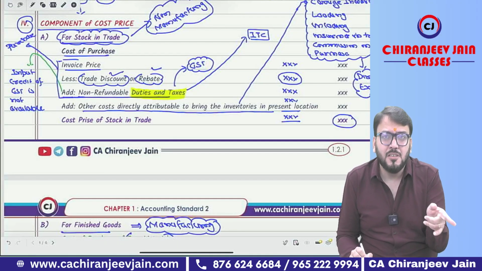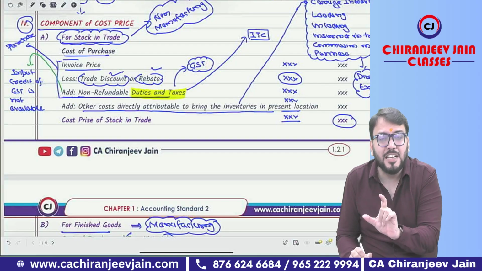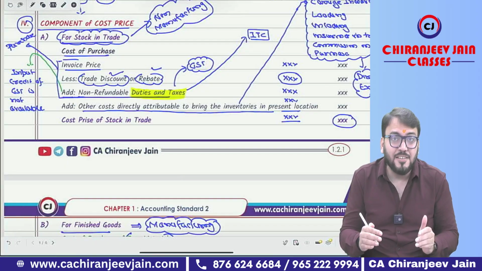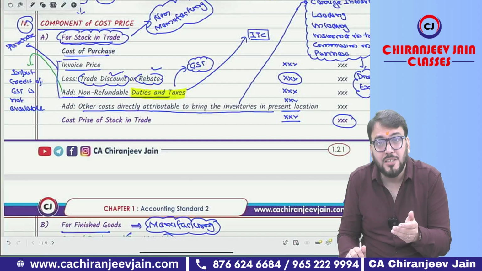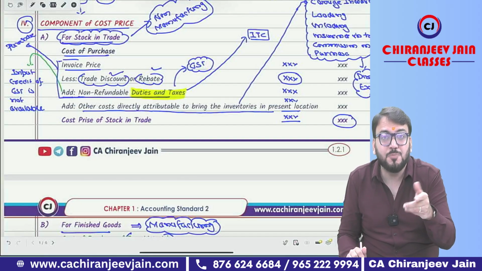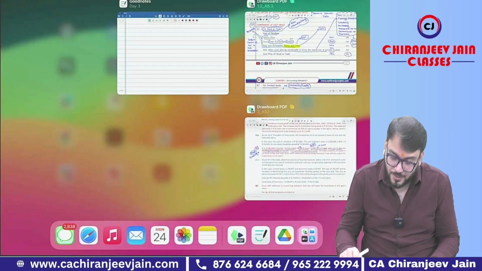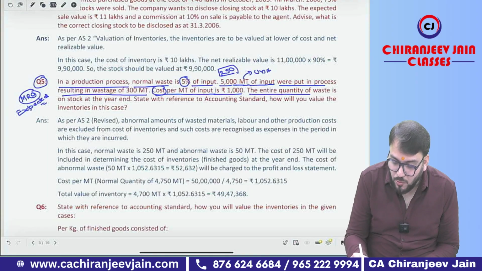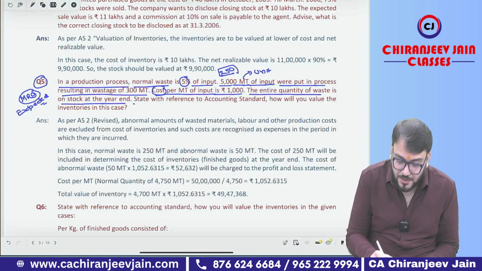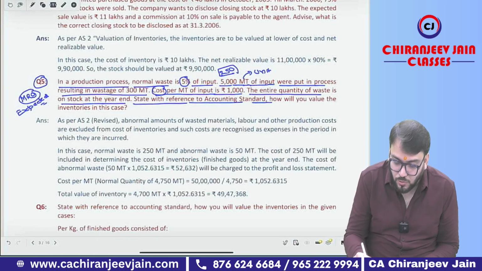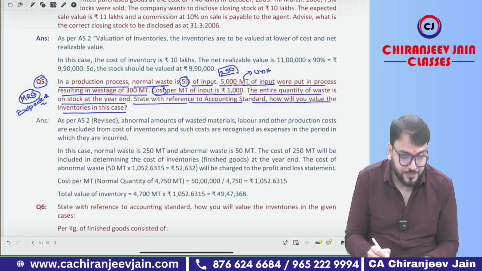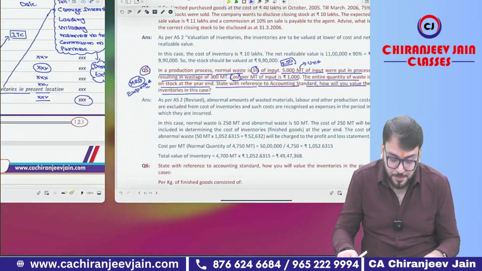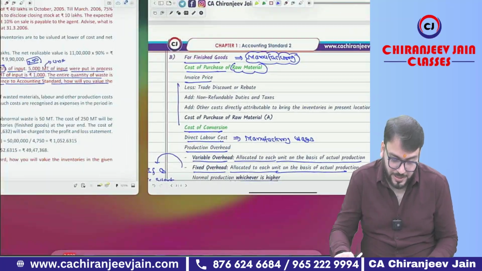I think in the last class, one example I have taken with trading account. I hope with that you have understood purchase account, carriage inward, etc. So carriage inward, transportation expense, loading, unloading, if I add it, that purchase price will become cost price. It means cost per MT is given. The entire quantity of waste is in stock at year end. State with reference to the accounting standard how you will value the inventory in this case. It means first we need to find out what is cost price per unit. Okay, sir. So write down.